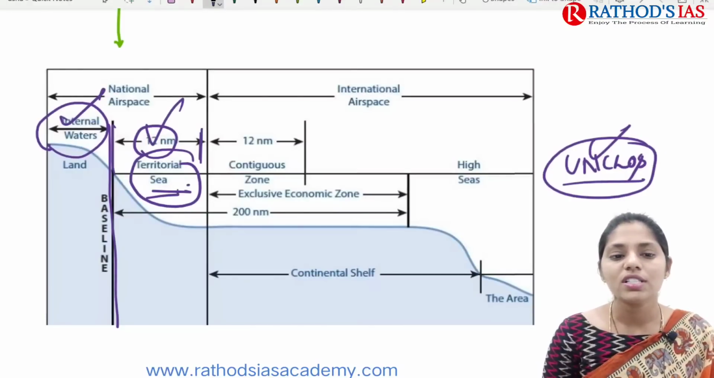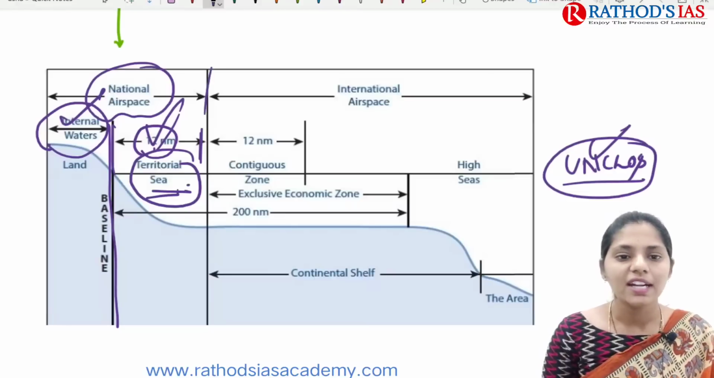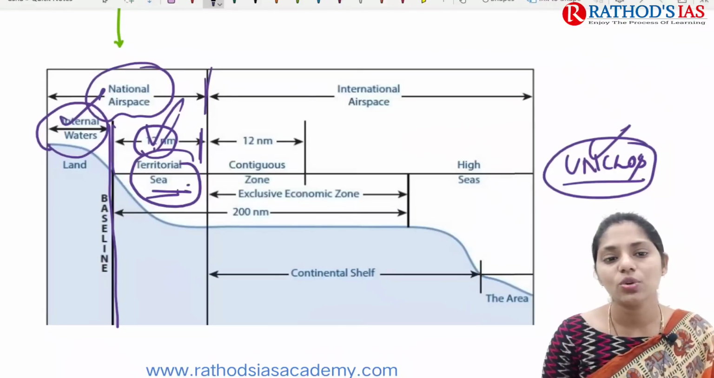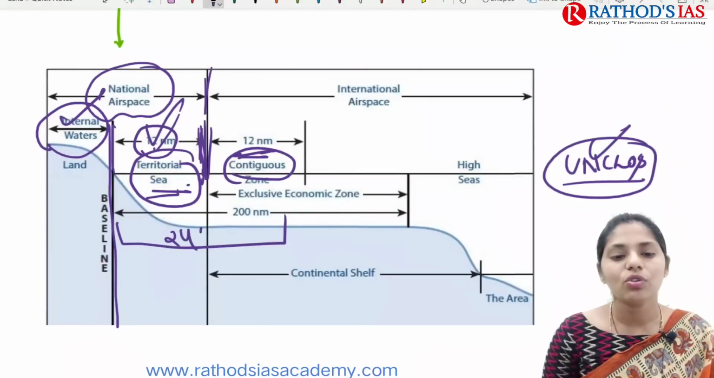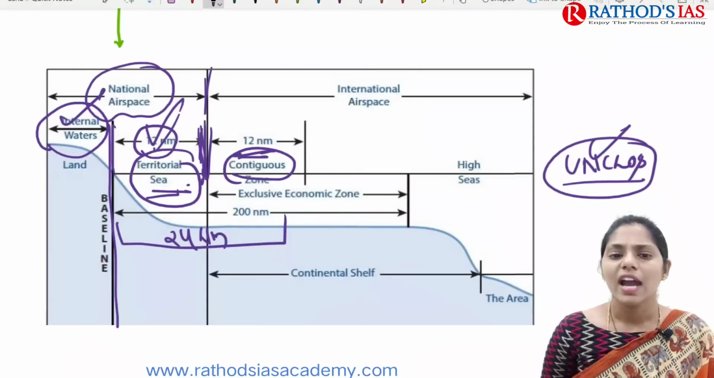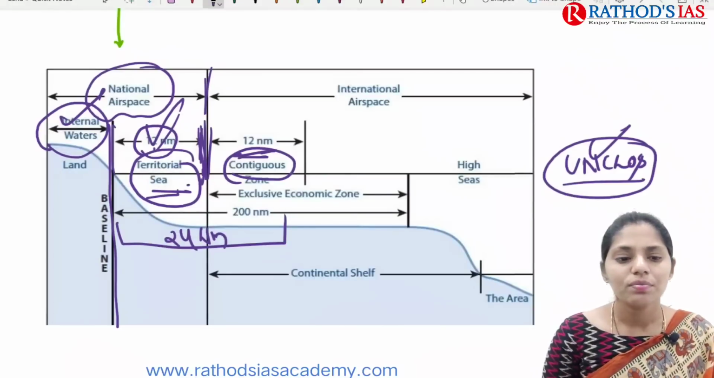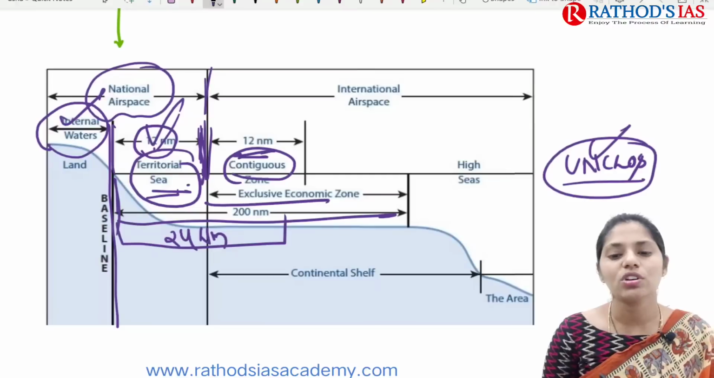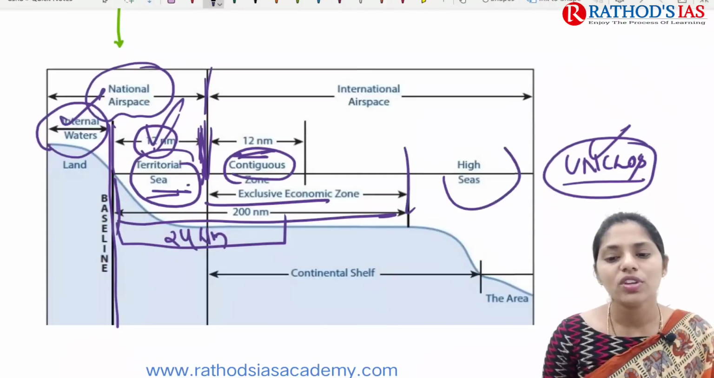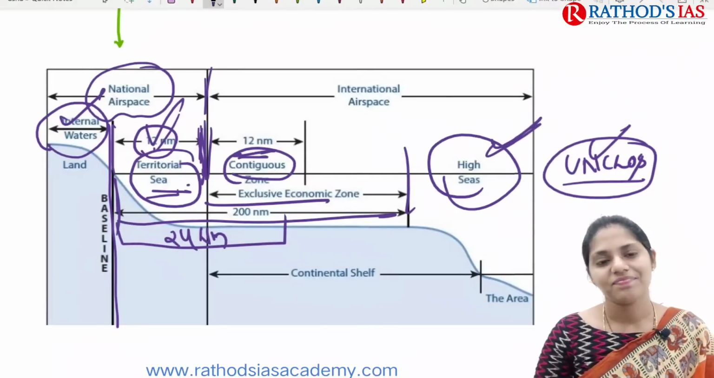Internal waters and territorial sea come under national airspace, and international airspace is beyond this territorial sea. Beyond the territorial sea we have the contiguous zone, that is 12 nautical miles from the territorial sea, and from the baseline it will be 24 nautical miles. And next, from the baseline till 200 nautical miles we have the exclusive economic zone, and beyond this we have the high seas area.